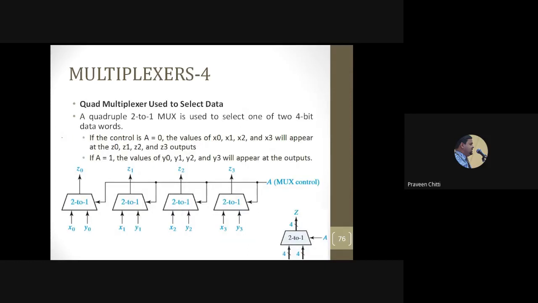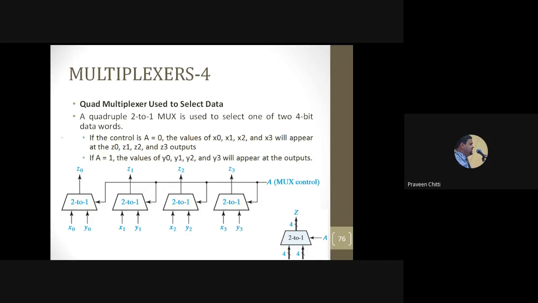Then one more thing before I close for the day; the remaining topics we'll discuss in the next class. One last thing is shown here. You can see what type of multiplexer we have used here. What type of multiplexer is seen here? A 2:1 mux. Now, what we have done here is we have used four 2:1 muxes to select one of the two 4-bit data words.